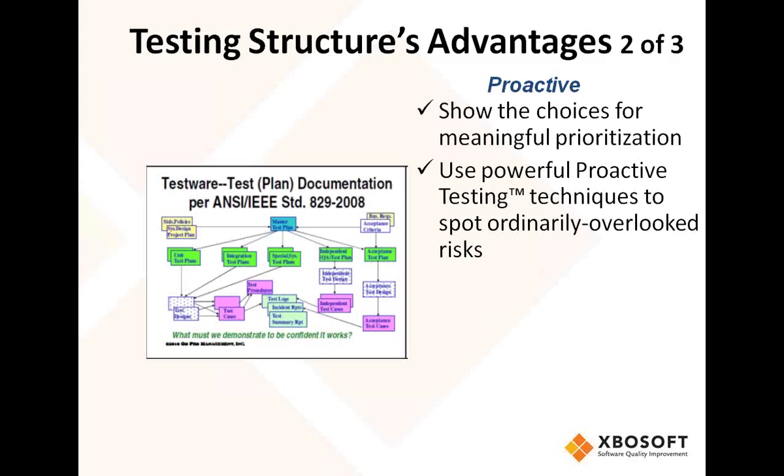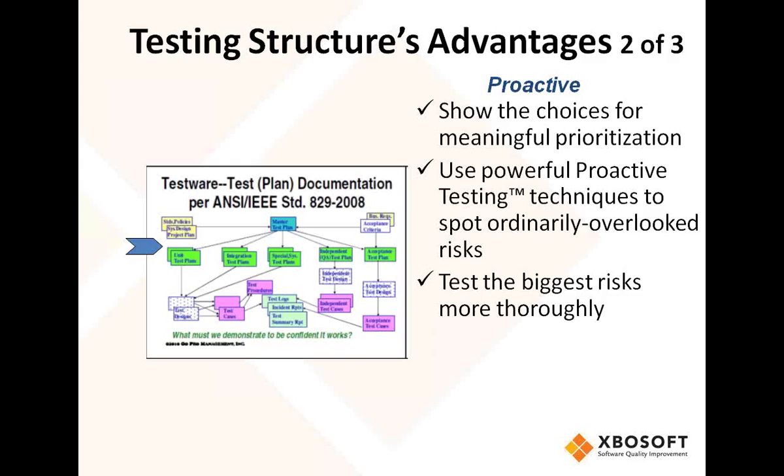So when we are testing, we're identifying choices, we're identifying risks. If we overlook a risk, we're going to overlook all the tests associated with that risk. And so when we get proactive, we use this structure in a different way, and we use it with some powerful proactive testing techniques that help us spot many ordinarily overlooked risks, starting with large detailed test plan size risks, the ones that turn into showstoppers when they're overlooked. And so we use these techniques to identify more of these large detailed test plan showstopper size risks.